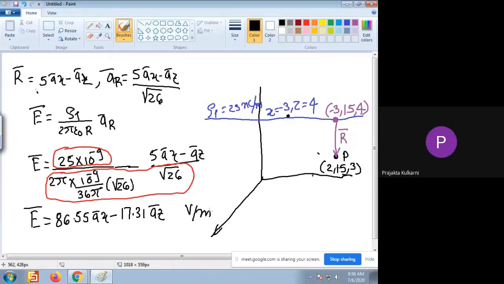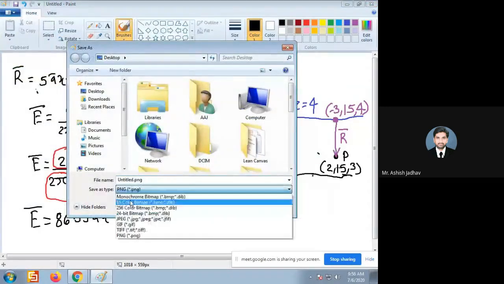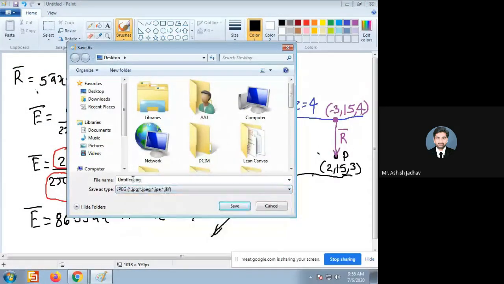Got it, sir. Got it? Any doubt so far? Other students? No, sir, no doubt. If no doubt, we will proceed further. So, let me just save it.